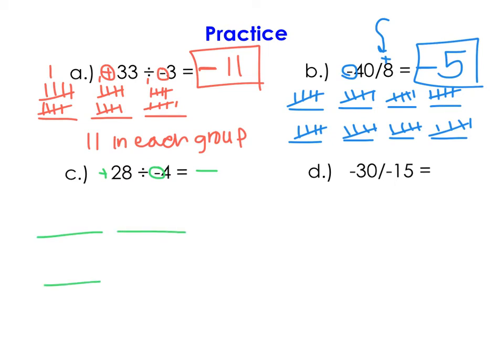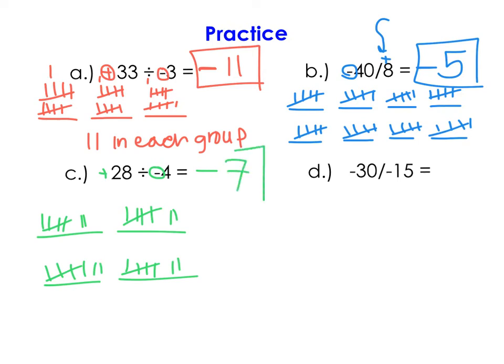Then I have 4 groups, so 1, 2, 3, 4, 5, 6, 7, 8, 9, 10, 11, 12, 13, 14, 15, 16, 17, 18, 19, 20, 21, 22, 23, 24, 25, 26, 27, 28. So I can see I have 7 items per group, so my result is a negative 7.